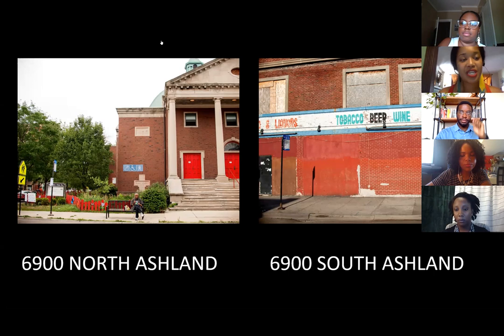What you see is 6900 North Ashland and 6900 South Ashland. The 6900 South Ashland address bus stop is actually a way larger intersection, whereas the Rogers Park north side address is a small intersection. But the South Ashland has never had a bench or a bus shelter. So you can imagine people hate this bus stop in the wintertime. Then I also took video footage of what those two intersections look like side by side.